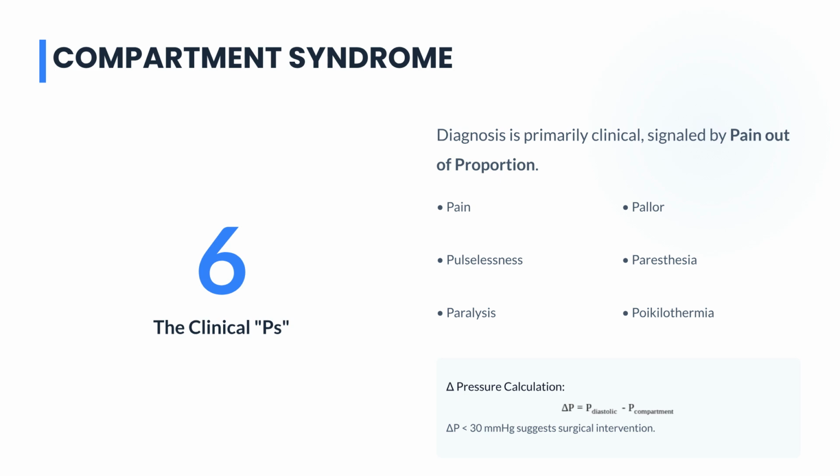Compartment syndrome diagnosis is clinical, often signaled by pain out of proportion. We monitor the clinical 6 Ps: pain, pallor, pulselessness, paresthesia, paralysis, and poikilothermia. A delta pressure of less than 30 millimeters of mercury suggests the need for surgical intervention.